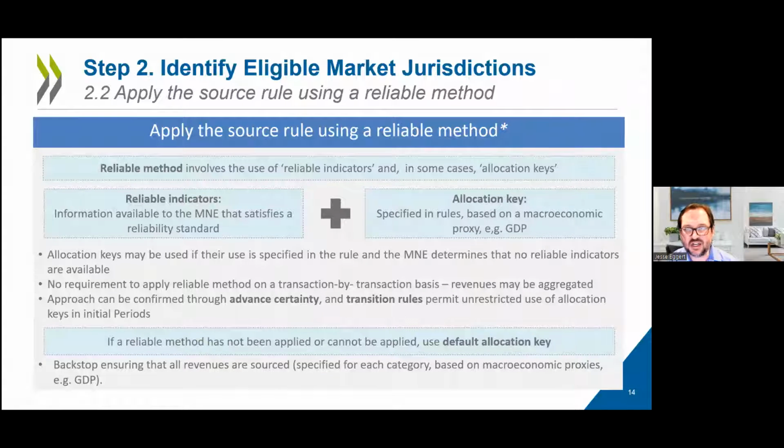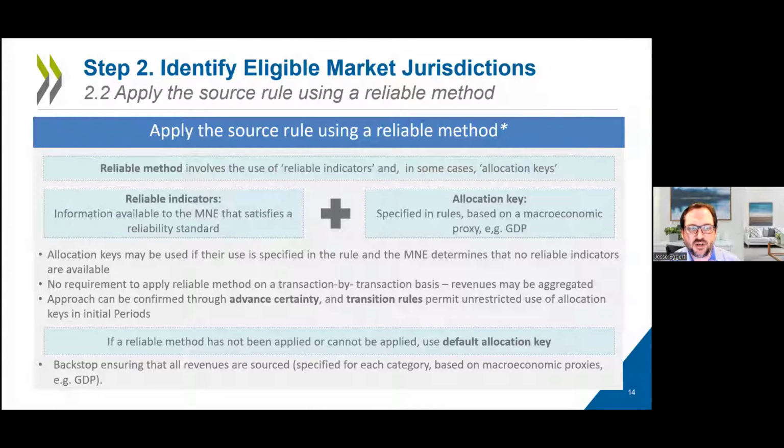Allocation keys, in contrast, generally are only usable if they're specifically allowed in a particular rule, and generally only if reliable indicators aren't available. So instead of using specific indicators from your business to determine source, you'll apply some sort of macroeconomic proxy, like the relative GDP of the jurisdictions involved.